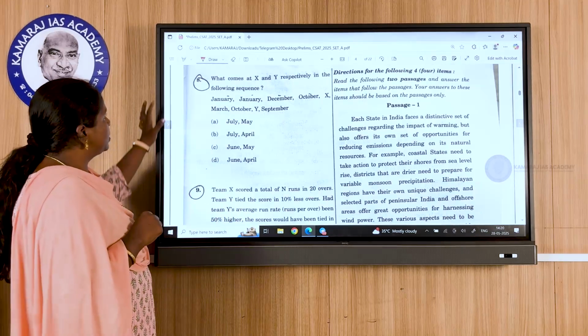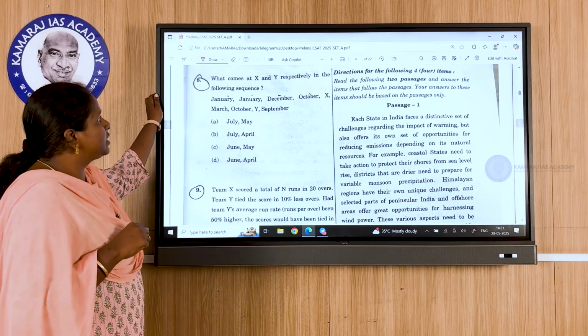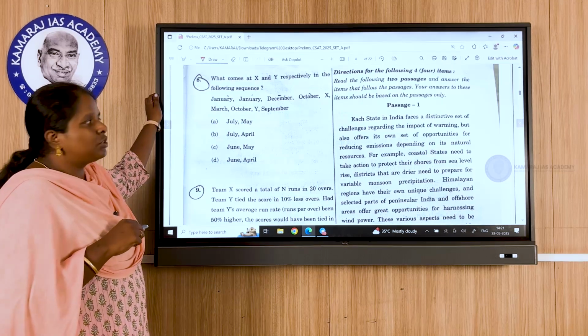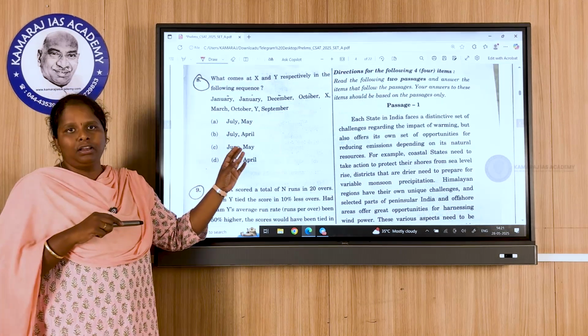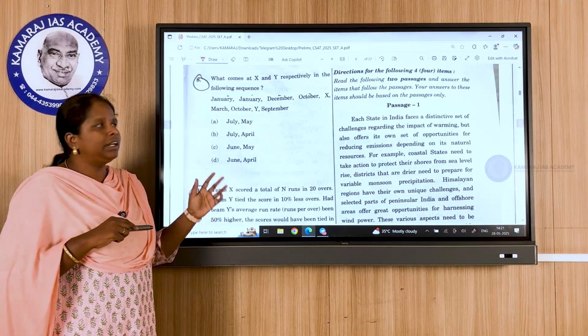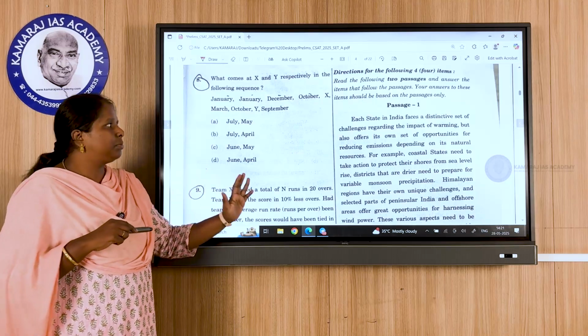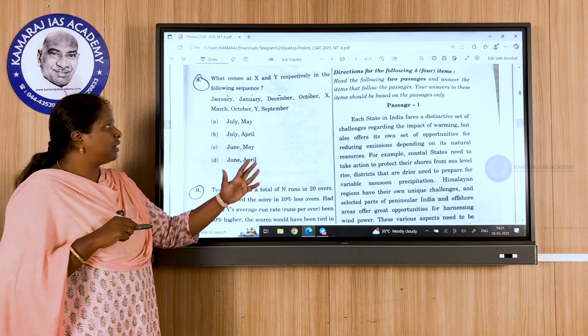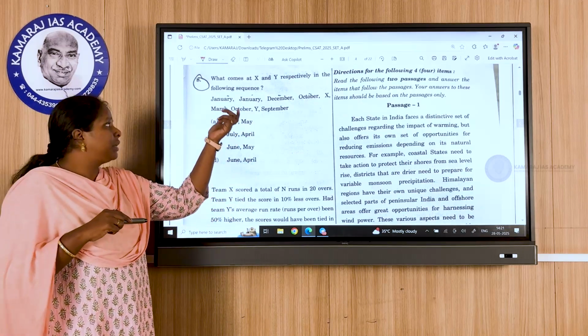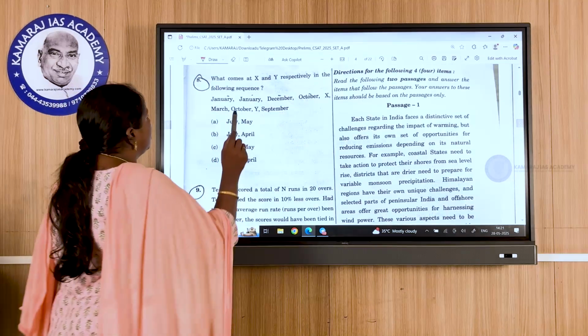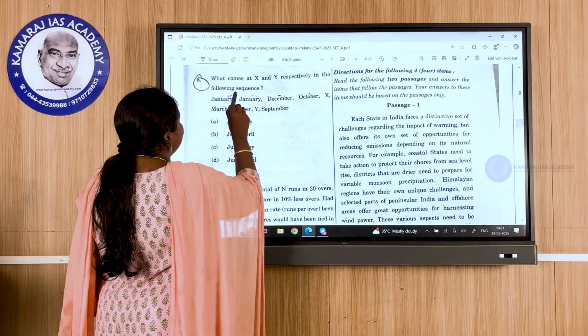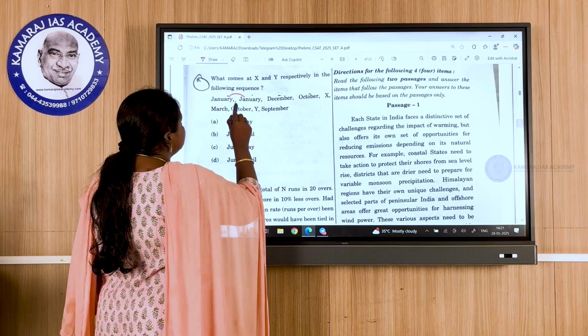So the first question is, what comes at X and Y respectively in the following sequence? This is the new pattern of asking alphanumeric puzzles, right? Instead of asking number series or alphabetic series, they are going for months. Okay, so between January and this January, I have zero difference.